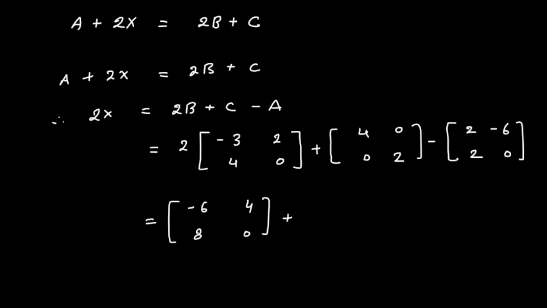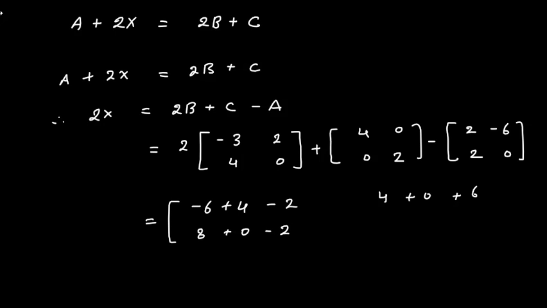Plus here we have, now if I want I can calculate these two matrices together, or let us solve all these three matrices together. Okay, so this 2 into minus 3 is minus 6, then here plus we have 4, then here we have minus 2. Okay, now second element 2 into 2 we have 4, then plus we have 0, and then minus minus 6, it will become plus 6. Here 2 into 4 is 8, then here we have plus 0, and here we have minus 2.